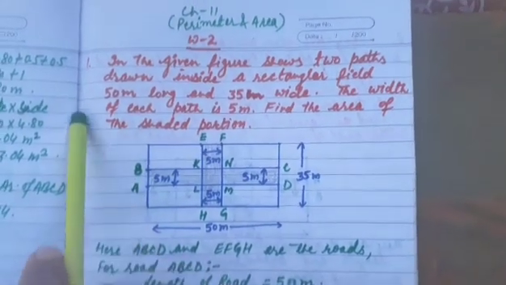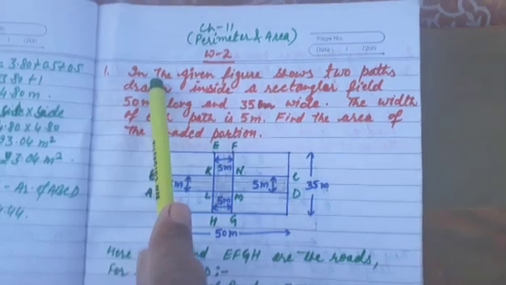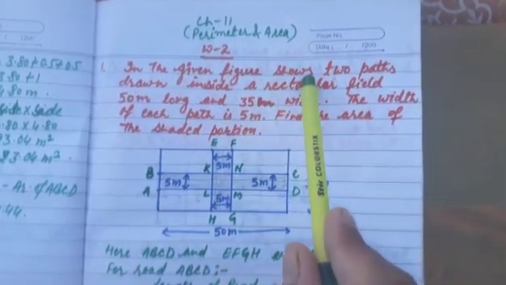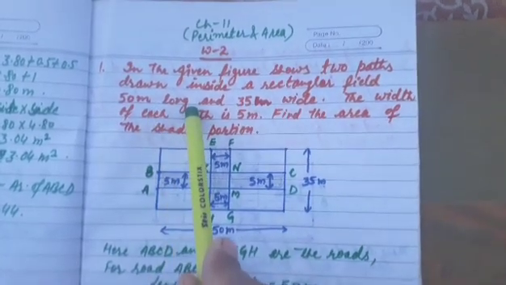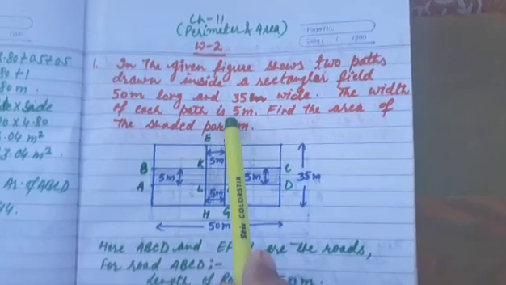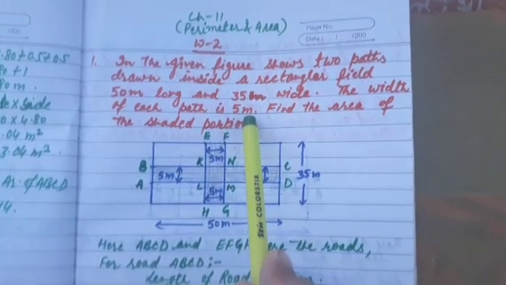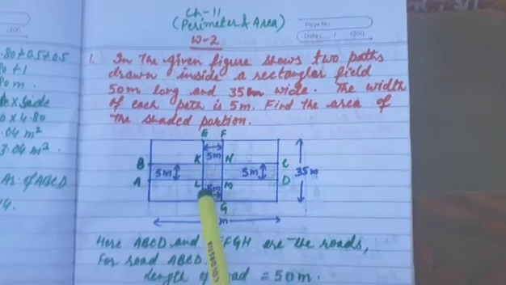Firstly we will read the question and then we will solve this. In this question it is given: in the given figure, two paths are drawn inside a rectangular field 50 meter long and 35 meter wide. The width of each path is 5 meter. We have to find the area of the shaded portion. Shaded portion means this region.